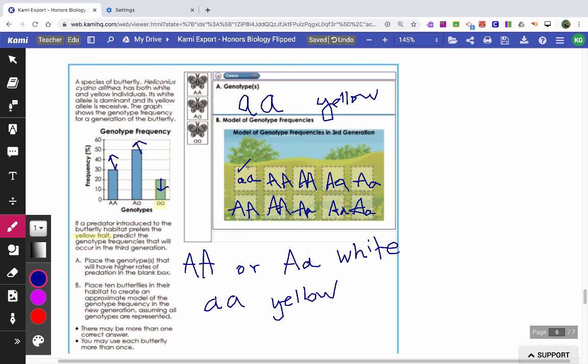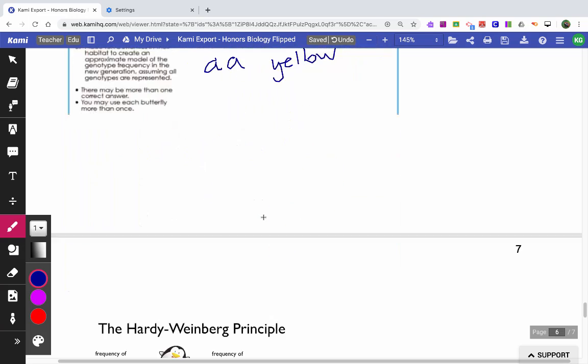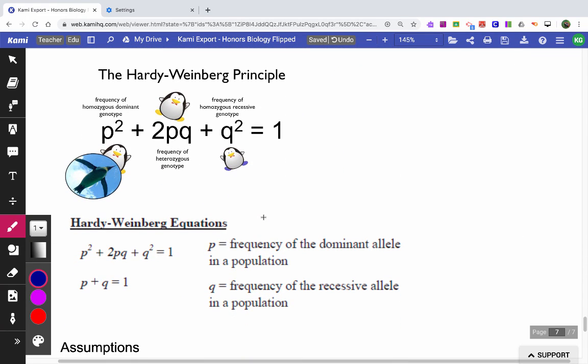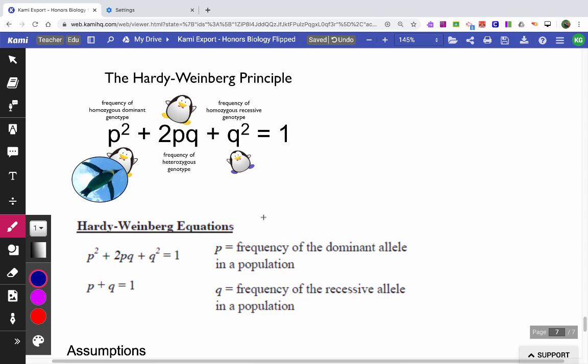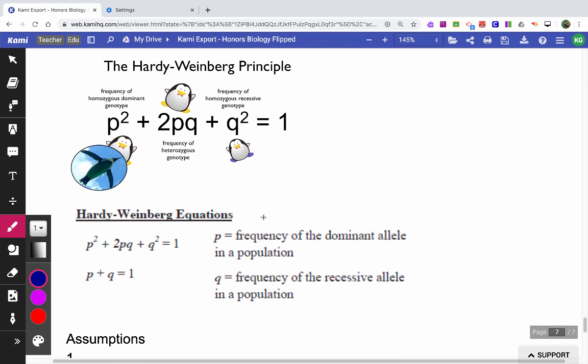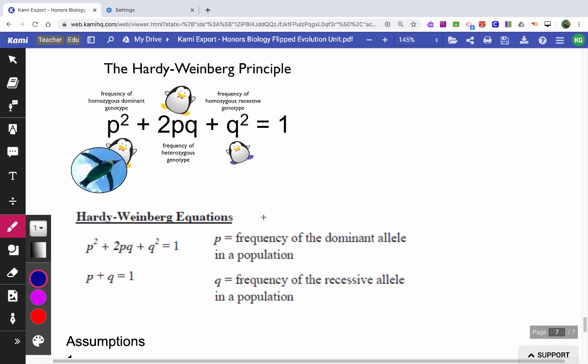Okay, so the next thing we're going to do is talk about something called the Hardy-Weinberg principle, and this was looking at changes in gene frequencies and making predictions about if a population was evolving based on if they met this equilibrium. Hardy and Weinberg independently arrived at this, so that's now called the Hardy-Weinberg principle. They weren't working together on this.